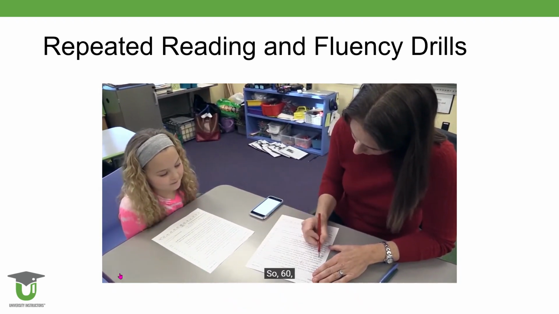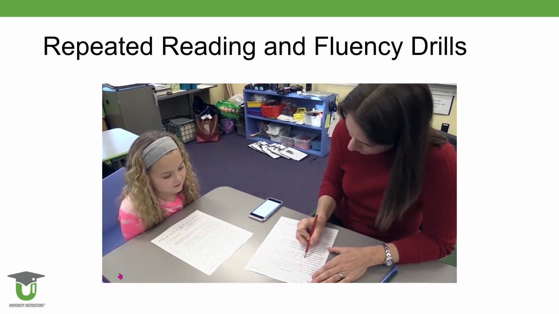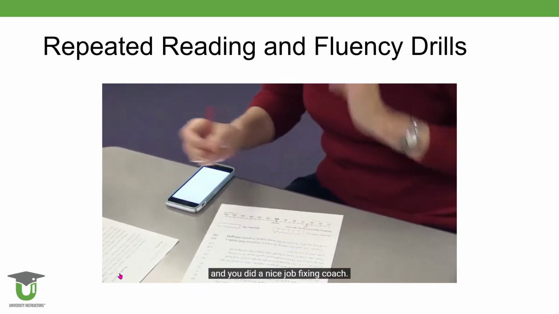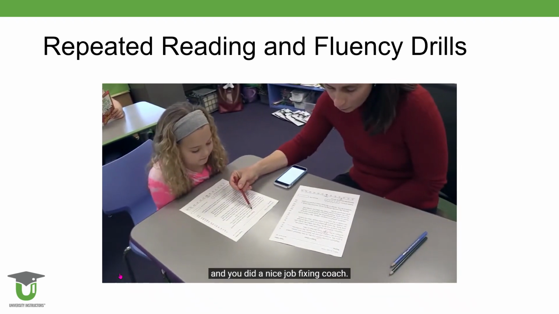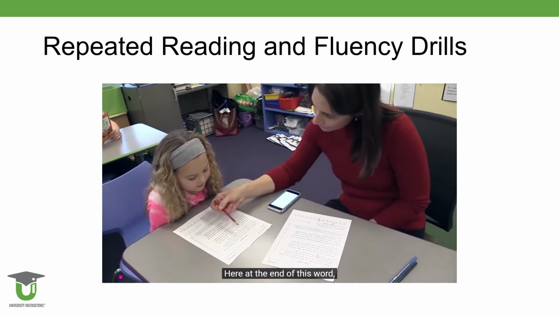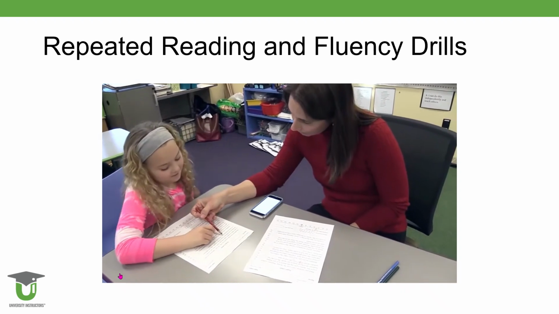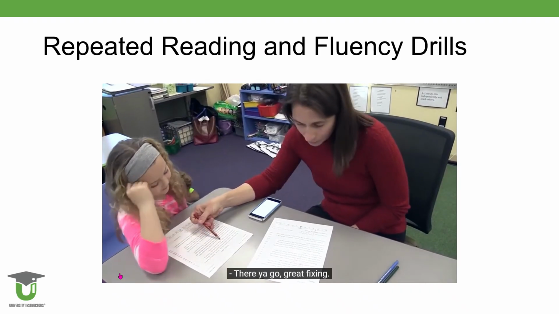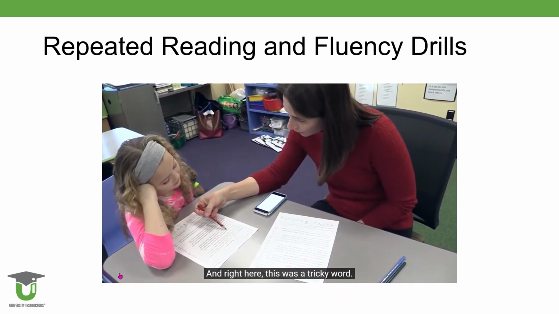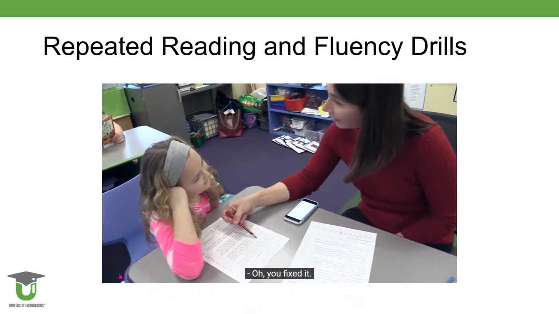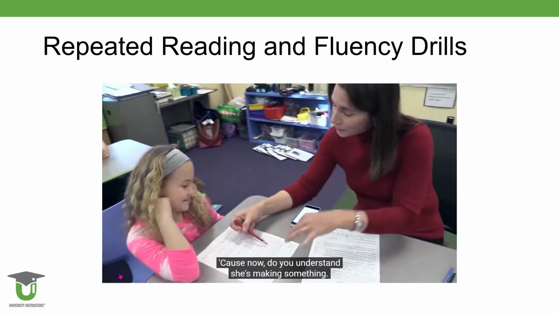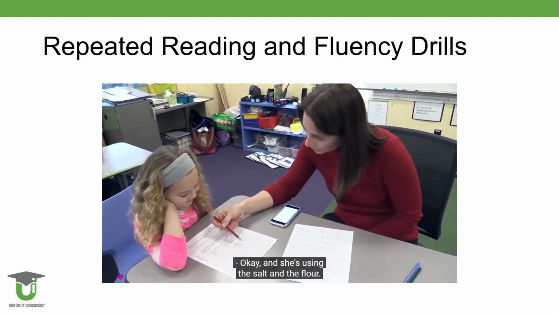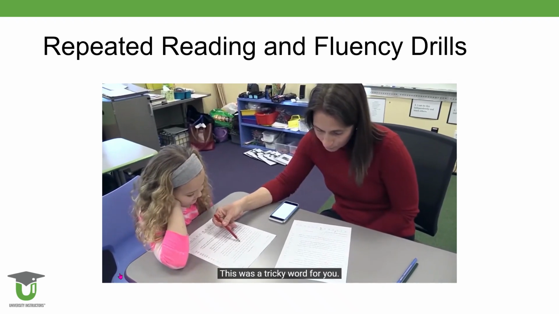All right, that was well done. So 60, 61, 62, 63, 64, 65. So that time you got 65 words in a minute, and you did a nice job fixing. Coach, here at the end of this word, you said fingers. Check your ending there. What's that word? Finger. There you go. Great fixing. And right here, this was a tricky word. So, third. Oh, you fixed it. Because now do you understand she's making something? Yeah. Okay. And she's using the salt and the flour. This was a tricky word for you.